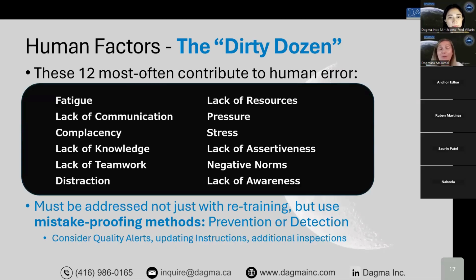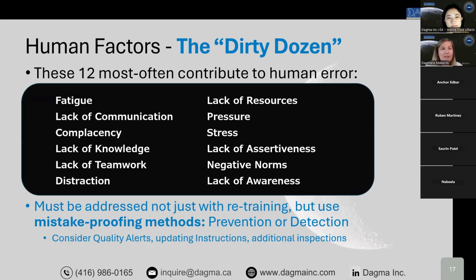This has become the best practice for the world. So we have 12 causes of human error: fatigue, lack of communication, complacency, lack of knowledge, lack of teamwork, distraction, lack of resources, pressure, stress, lack of assertiveness, negative norms, and lack of awareness. Because these are defined for us in the industry, it is a best practice when you identify your root cause and source of human error that it needs to be linked to one of these 12.